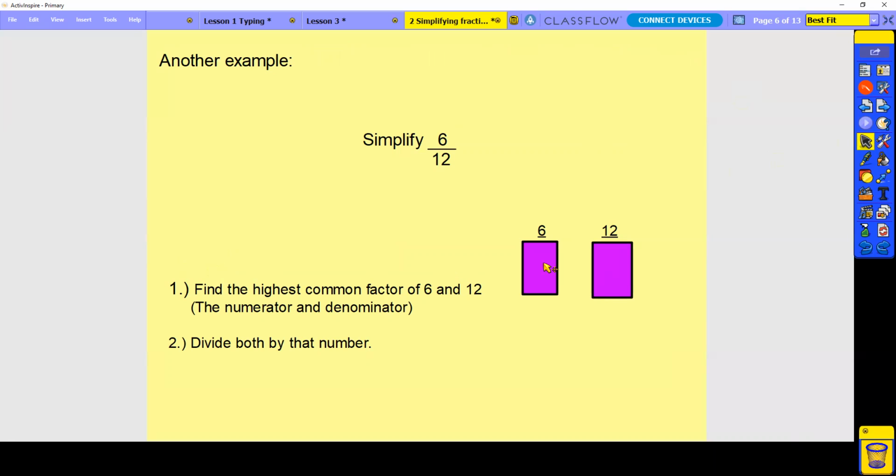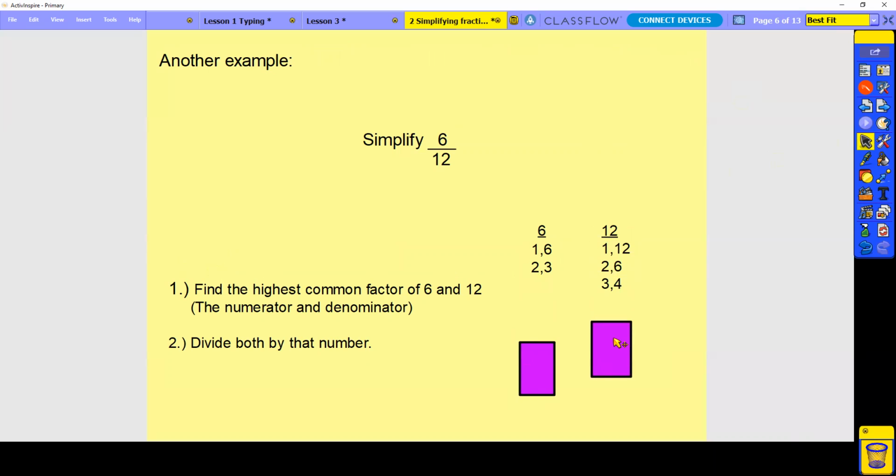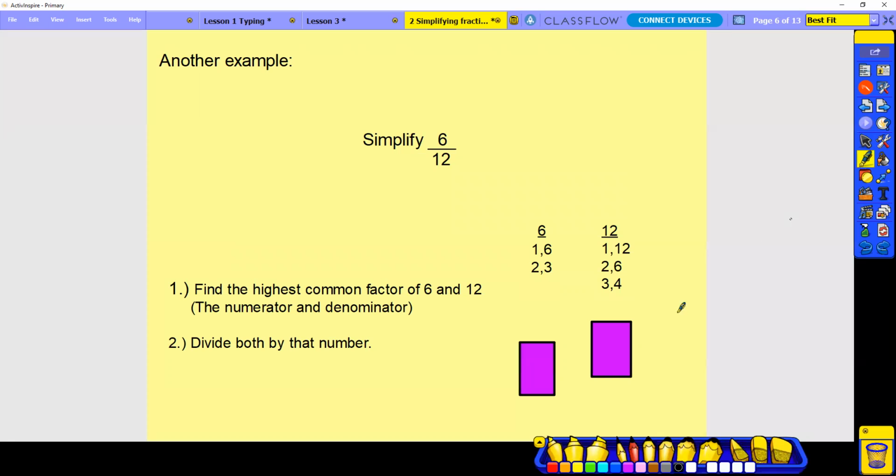Okay, hopefully you've had a bit of a chance to do this now. So let's look at the factors. The factors of 6, we've got 1 and 6 and 2 and 3. And then let's have a look at 12. We've got 1 and 12, 2 and 6, 3 and 4. So we're looking for the highest common factor of both of these.